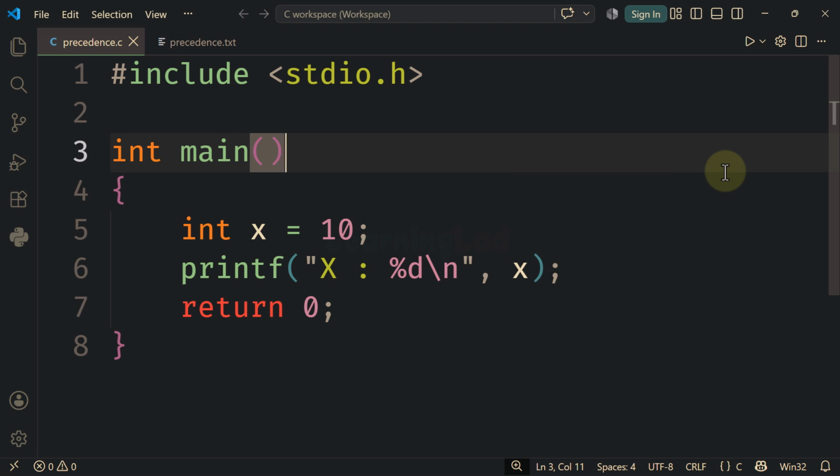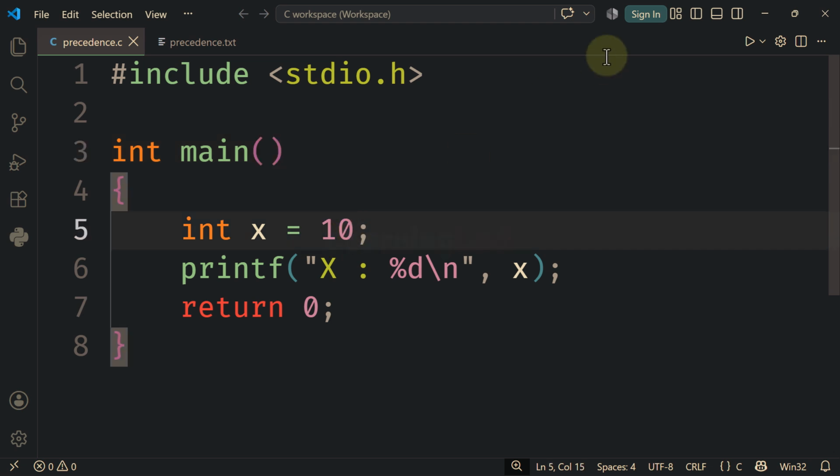When we have an expression with multiple operators, the operator precedence tells us which operators should be evaluated first. For example, if I have an expression like 10 plus 2 multiplied by 3, the question is which operator should be evaluated first. If the addition operator is evaluated first, it will produce one result. If the multiplication operator is evaluated first, it will produce another result.